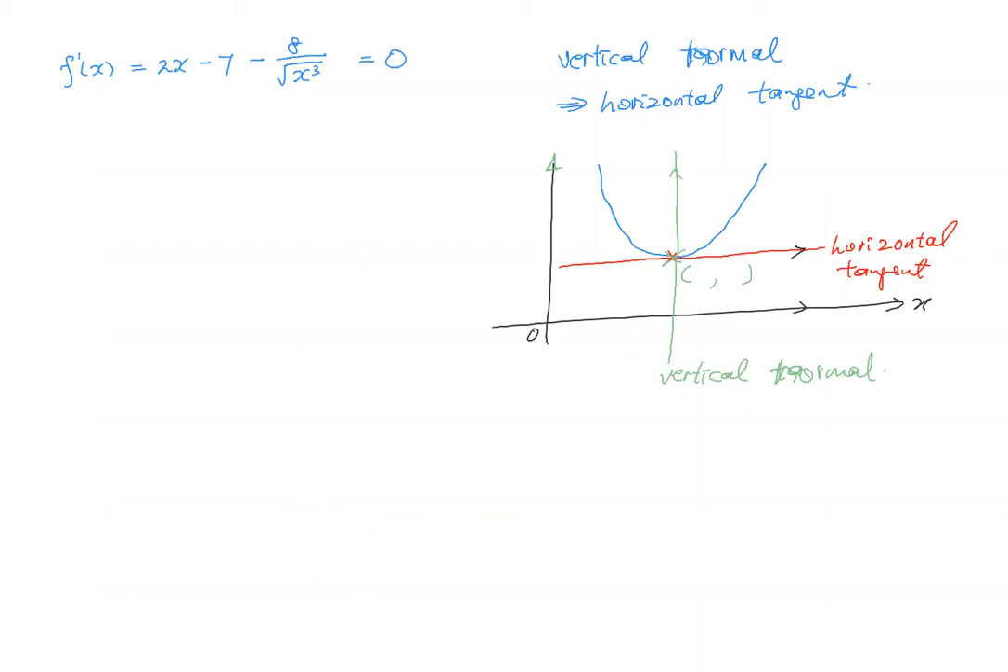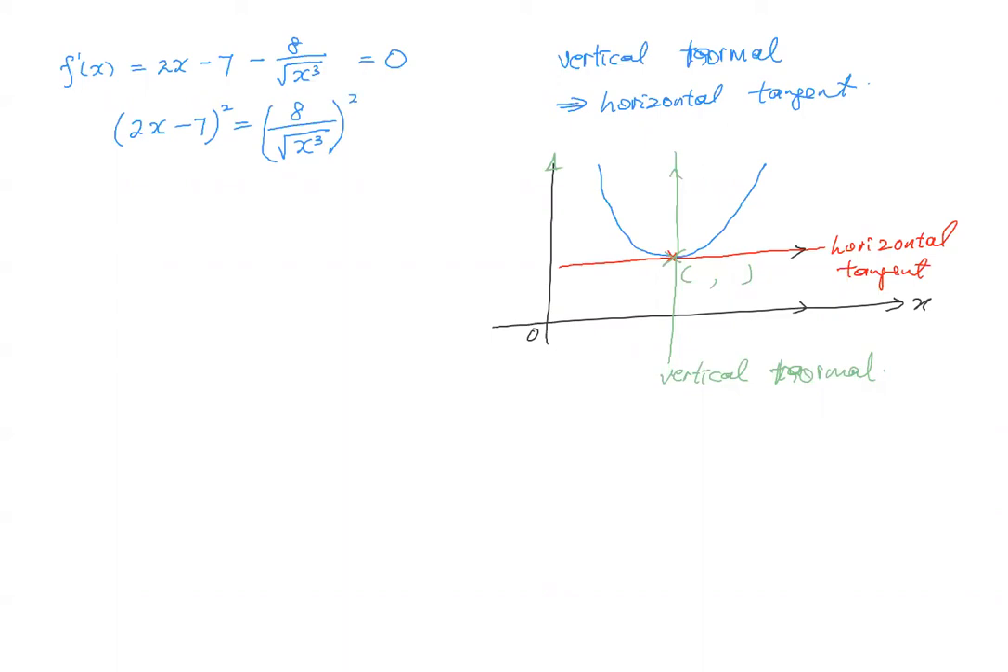Can you find it? Okay. I will show you step by step how I solve this. First of all, I put 2x minus 7 equal to 8 divided by square root of x cubed. If I want to get rid of the square root, I make sure I square both sides. Okay, I square both sides.